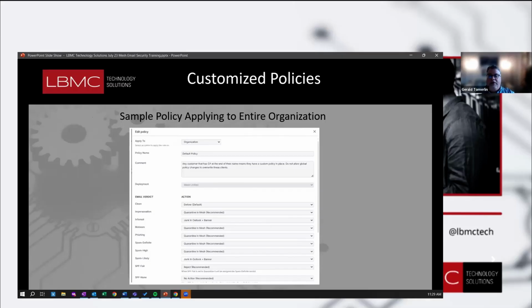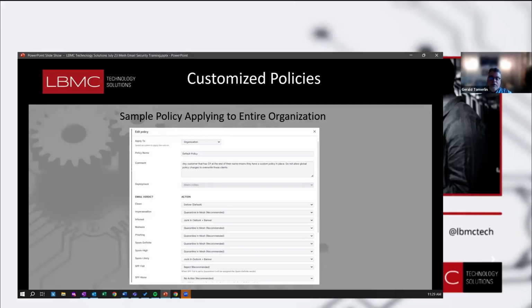And this is a screen to show us where we do this. This particular policy applies to this organization. And you can see our email verdicts there on the bottom left. And then we have an action next to them. So you can see that any email that is given a verdict of clean, it is delivered. Anything that gets the verdict of impersonation, it is quarantined.